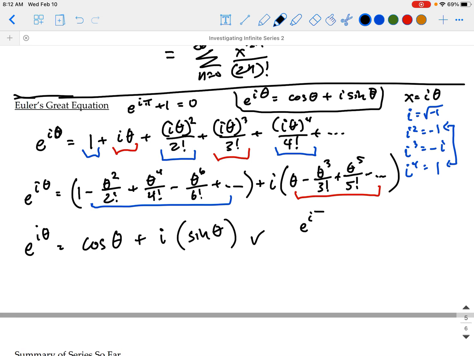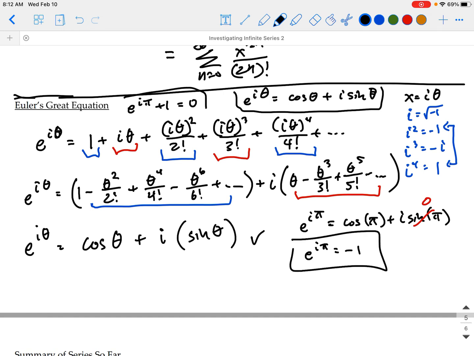So when we calculate e to the I pi, that is equal to cosine of pi plus I sine of pi, which sine of pi just becomes 0. So you get e to the I pi equals -1, which is just a variation of Euler's amazing equation.